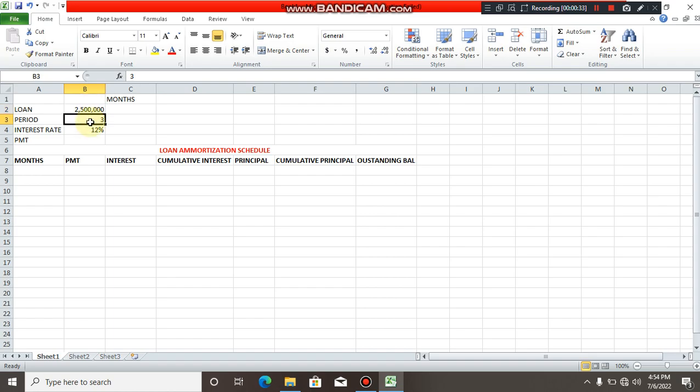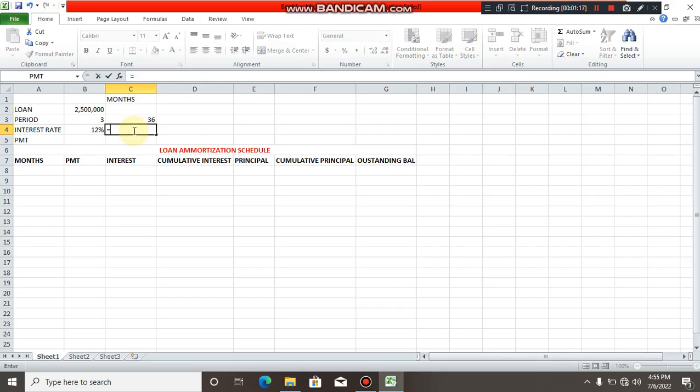you agree with the person who is going to give you that loan that you're going to pay for a period of 3 years with an annual interest rate of 12%. And you say you're going to pay every month, so you will need to convert this period to months. You want to determine how many months are in 3 years. So it will be 3 times the number of months in a year. This is the annual interest rate, so you have to convert it to monthly.